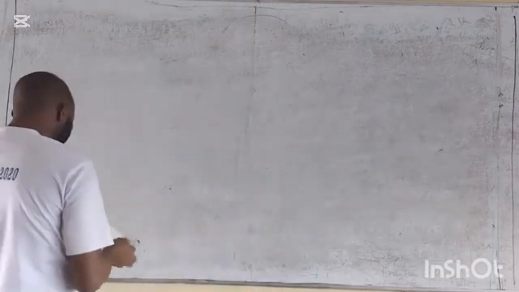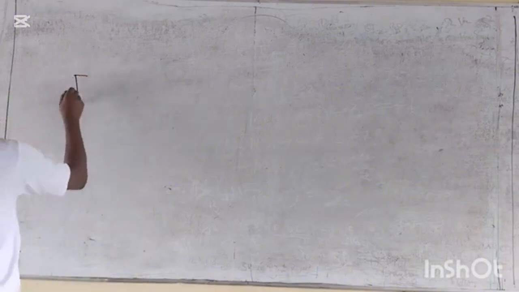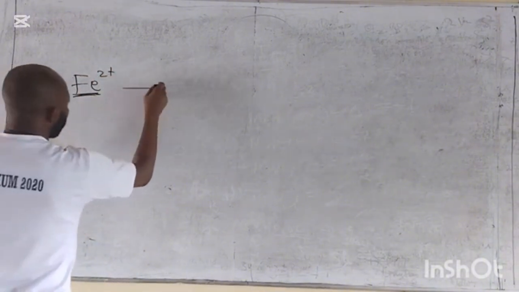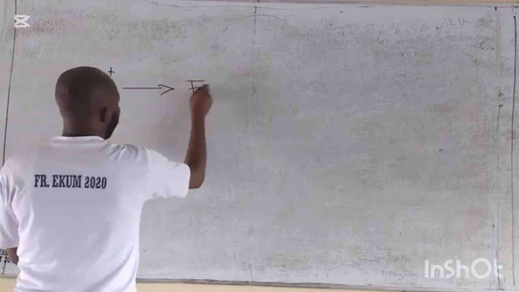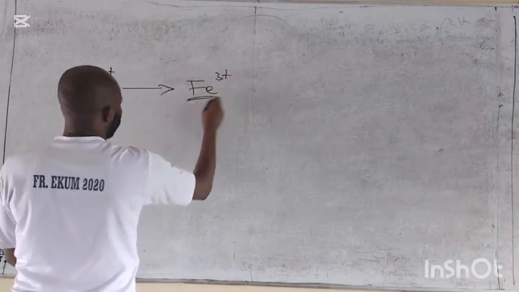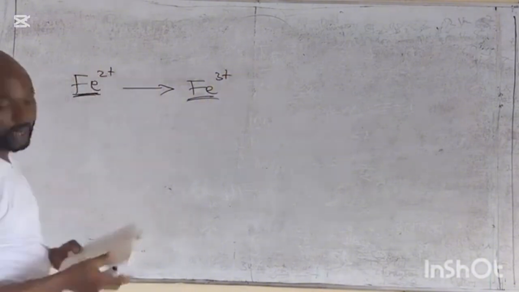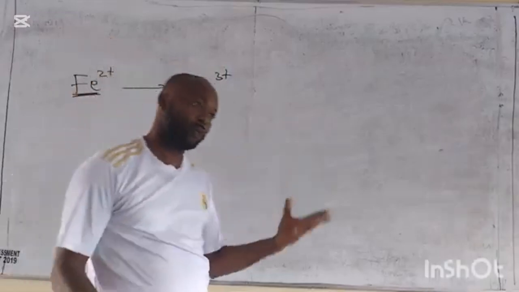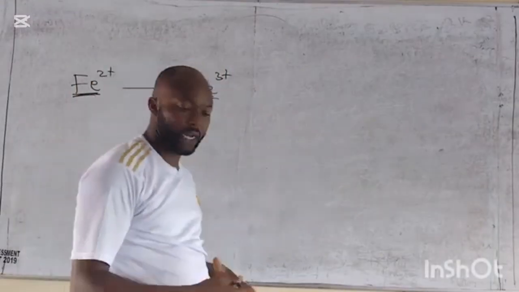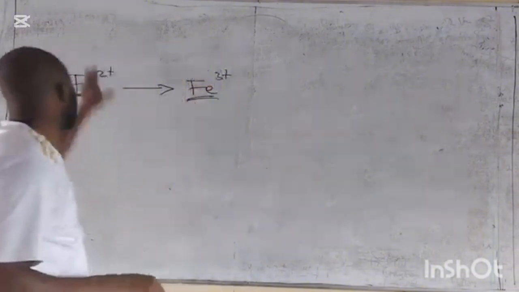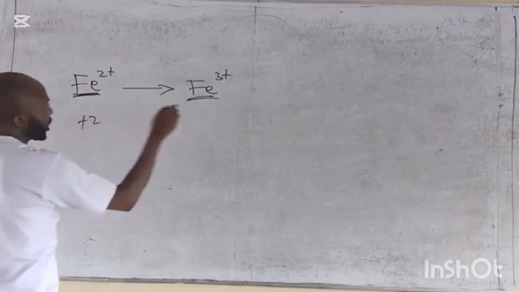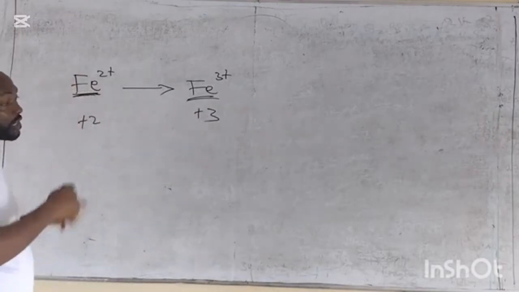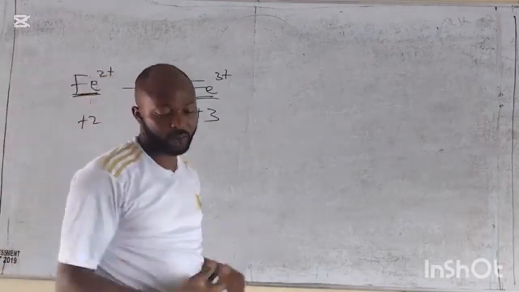So, in both rings, as usual, we have Fe2+ giving us Fe3+. We say the oxidation number of any element is equal to the overall charge on that element or whatever it is. So here, the oxidation number is +2, here is +3. So here was 2 and here is 3. What happened? It increases, so oxidation takes place.